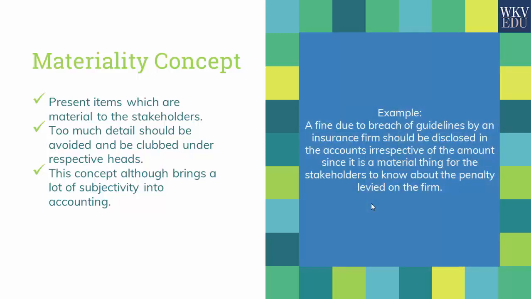An example of this can be a fine due to the breach of guidelines by an insurance firm, which should be disclosed in the accounts irrespective of the amount, since it is a material thing for the stakeholders to know about the penalty levied on the firm. Here the firm cannot say, or the management cannot say, that the amount was not so significant, that's why we did not report it in our accounts. It's irrespective of the amount, even if it is say 1 lakh rupees, 5 lakh rupees, 10 lakh rupees, it does not matter. The size of the penalty does not matter.